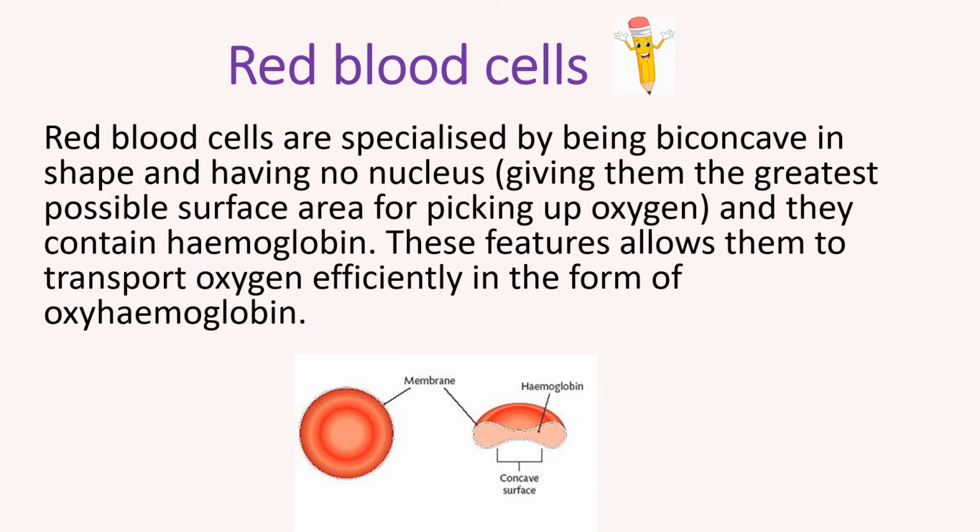Red blood cells are specialized, they have a specialized shape, and they are biconcave in shape, and they have no nucleus, which gives them the greatest possible surface area for picking up oxygen, and they also contain hemoglobin. These features allow them to transport oxygen efficiently in the form of oxyhemoglobin. So there is their shape at the bottom. They are biconcave and they have no nucleus, which allows more oxygen to be transported.